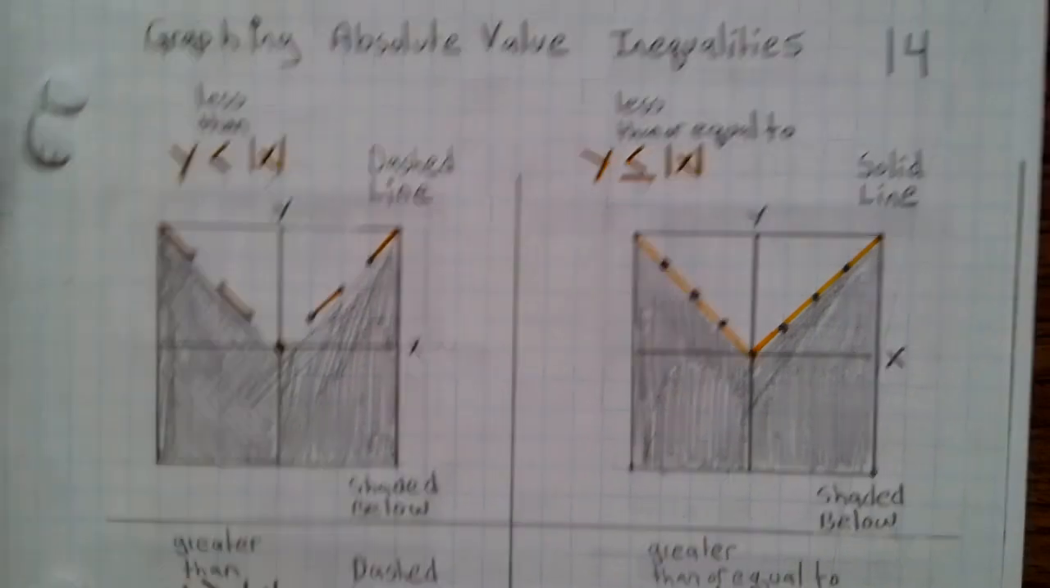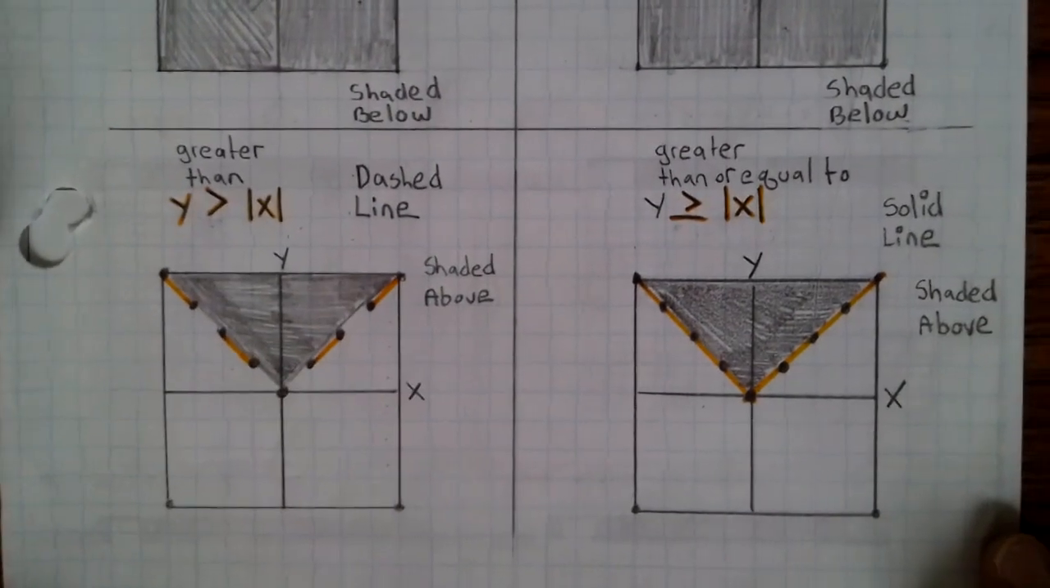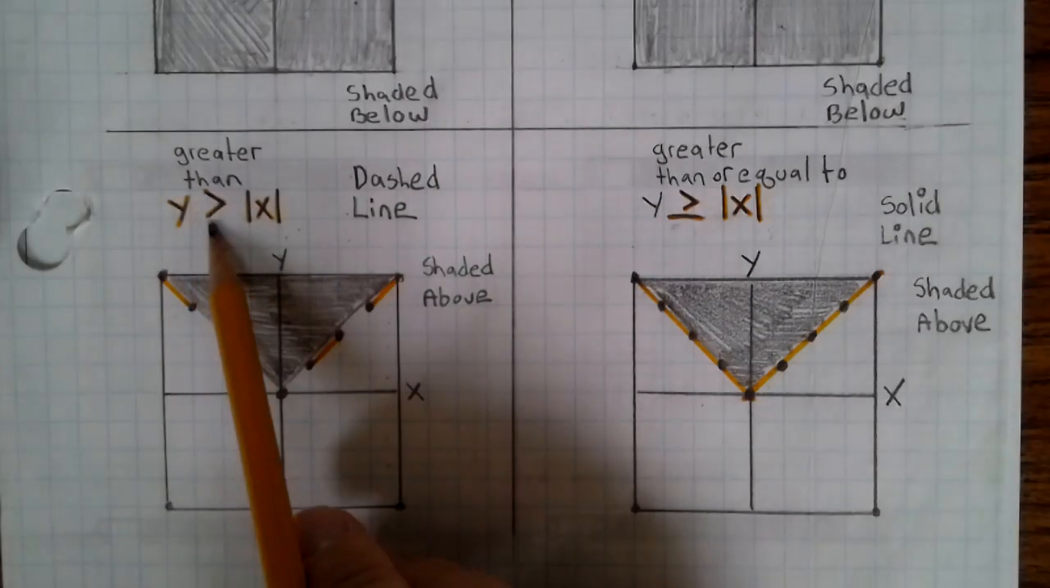All right, now let's take a look at y is greater than the absolute value of x. Again, if there's no line underneath, it's a dashed line. Since it's greater than, you shade above.